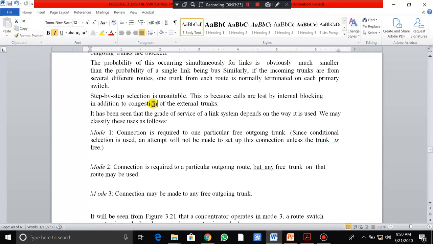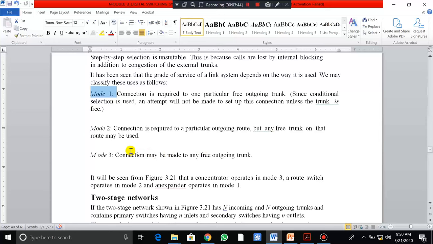In the last module, we discussed what is the condition called congestion, right? It has been seen that the grade of service of the link system depends on the way it has been used. We may classify these uses as follows, that is mode number 1: connection is required to one particular free outgoing trunk. And the second mode is connection is required to a particular outgoing route, but any free trunk on that route may be used. And mode number 3, connection may be made to any free outgoing trunk.